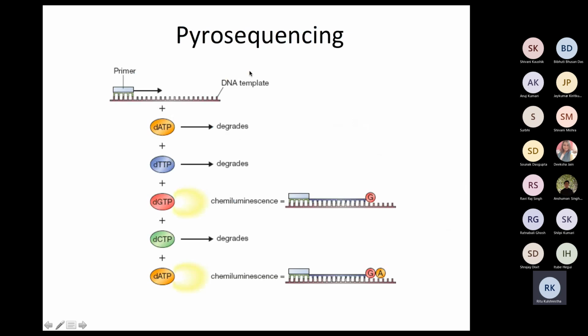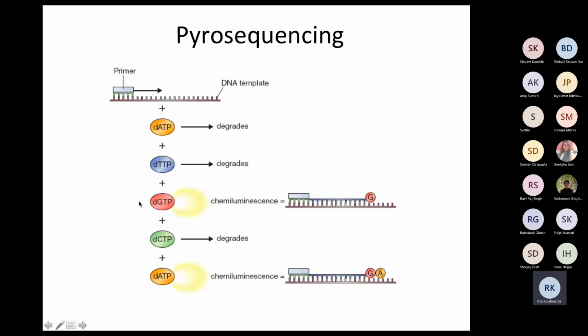So finally, what I want to say is that when I add dGTP, PPi will be released. PPi, in the presence of APS and other things, will give ATP. ATP in the presence of luciferin and the luciferase enzyme will give a chemiluminescent signal. So whether my dGTP has been incorporated here, I can easily see with the help of the signal. I don't have to wait; as I add the nucleotides, I know the identity.